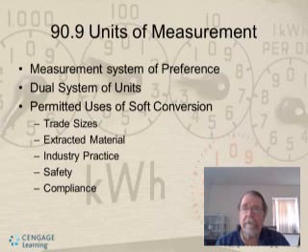Now, the units of measurement, measurement systems of preference. We're going to use dual systems of units. If you're happy with metric, there are metric numbers in the book. And the English standard is what I grew up on, so that's what I'm sticking with. And you can use what they call a soft conversion for trade sizes, extracted material, instructed practices, safety, and compliance.